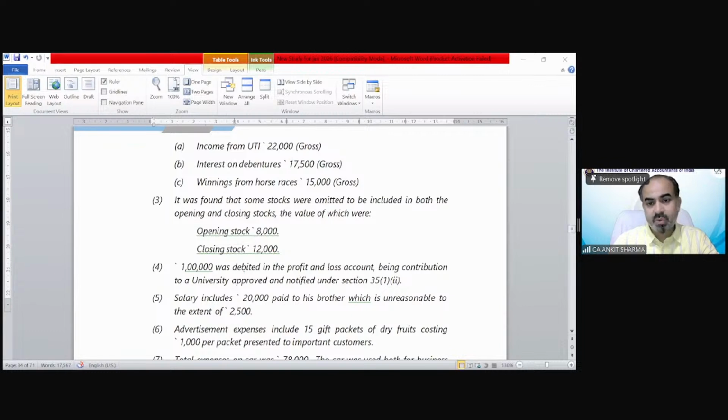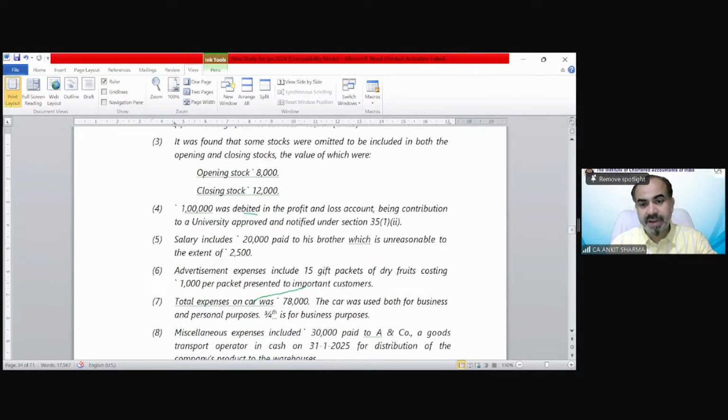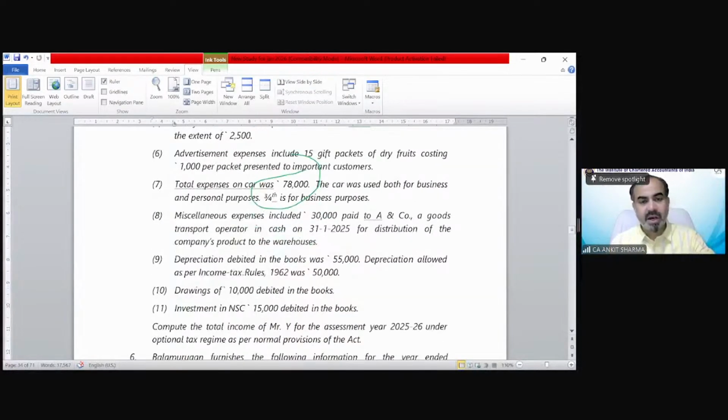1 lakh was debited to the profit and loss account, being a contribution to a university approved and notified under section 35(1)(ii). Salary includes 20,000 paid to his brother, which is unreasonable to the extent of 25,000. Advertisement expenditure includes 15 gift packets of dry fruits costing 1,000 per packet presented to important customers. Total expenses on car were 78,000, out of which 3/4 has been used for personal purposes. Other information has been given.